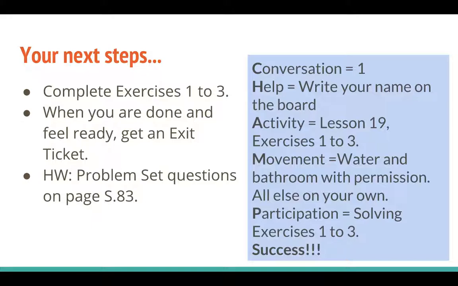So right now your conversation level is a 1. Write your name on the board if you need help. You're working on lesson 19 exercises 1 to 3. You can go get water and go to the bathroom, but you need to ask for permission, and everything else you can do on your own. I can tell you're doing your work if you are solving exercises 1 to 3.